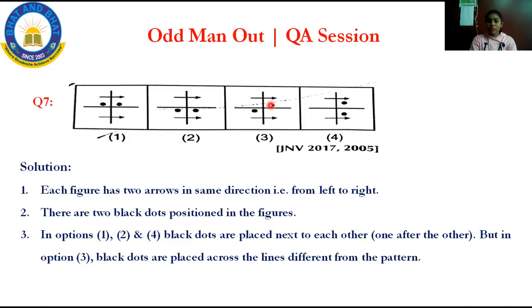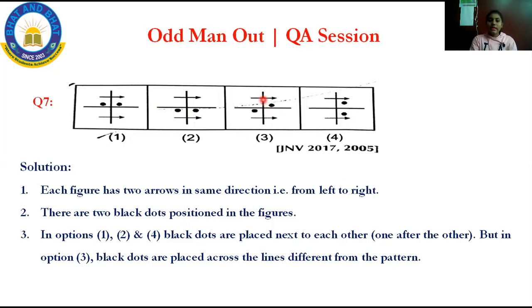So what is the correct option? In option 1, option 2 and option 4, the black dots are placed next to each other. But in option 3, the black dots are placed across the lines. Can you see here? One is below the line and another one is above the line. It is below the line and above the line, placed across, different from the pattern. This is how you have to answer.